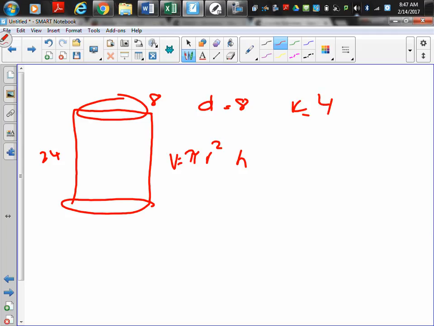Alright, so now I'm going to plug my numbers in. Volume equals pi times 4 squared times 24. What did you just divide by 2? The diameter. You divide the diameter by 2 to get the radius. Oh, yeah, alright. So, and then at that point, all you're doing is plugging it into your calculator. Alright. So I've given you an example.